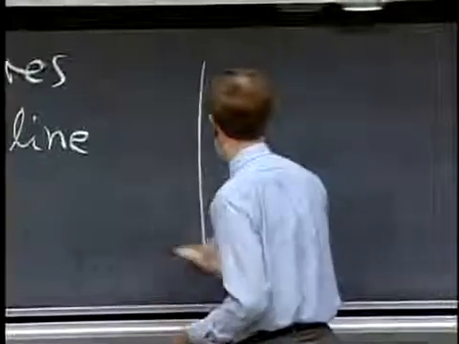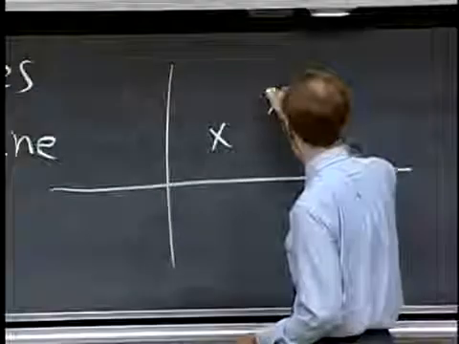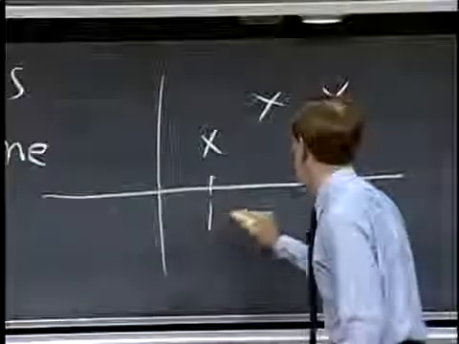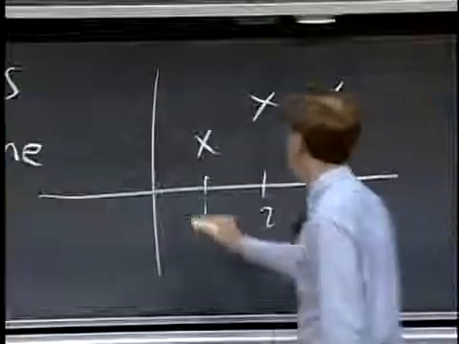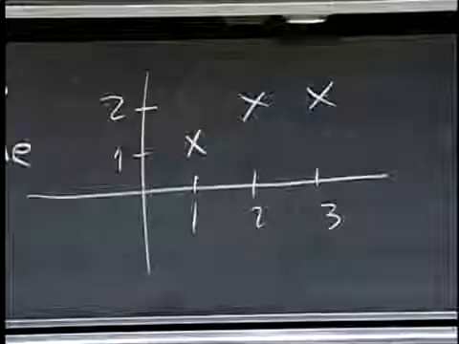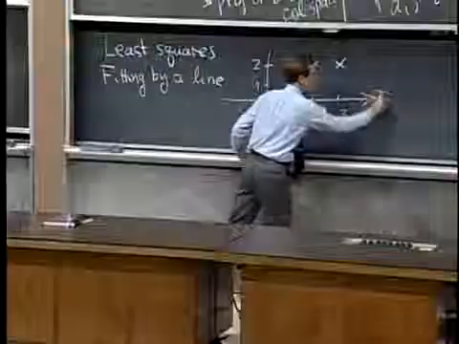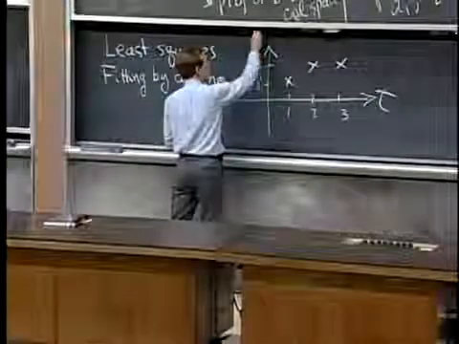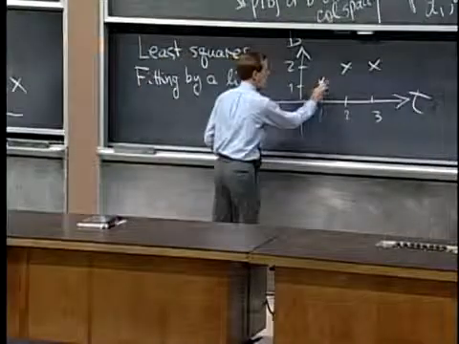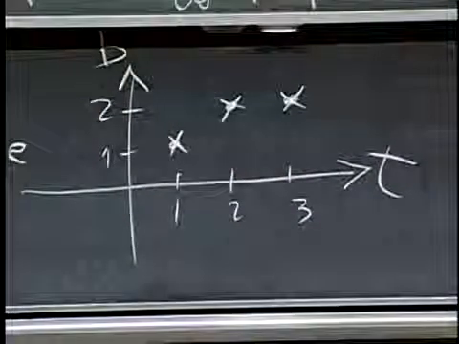I'm given a bunch of data points, and they lie close to a line, but not on a line. Say at t equal to 1, 2, and 3, I have 1 and 2 and 2 again. So my data points are, this is like the time direction, and this is like, well, let me call that B or Y or something. I'm given these 3 points, and I want to fit them by the best straight line.